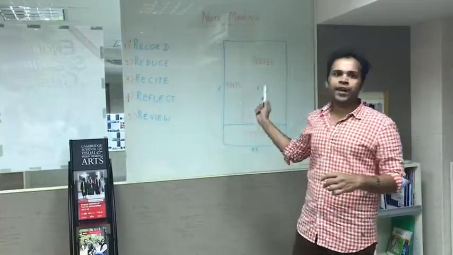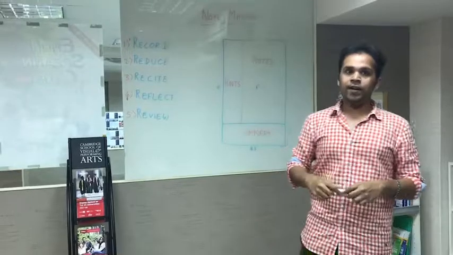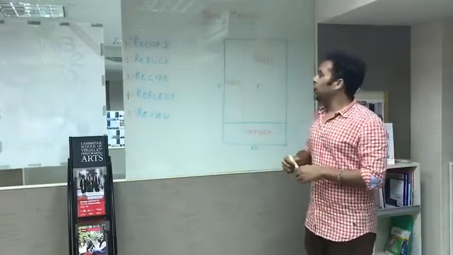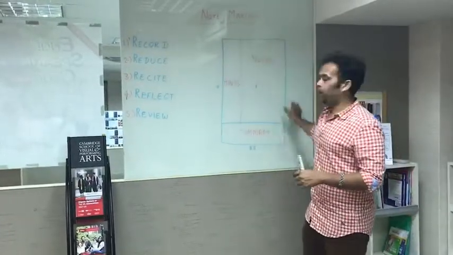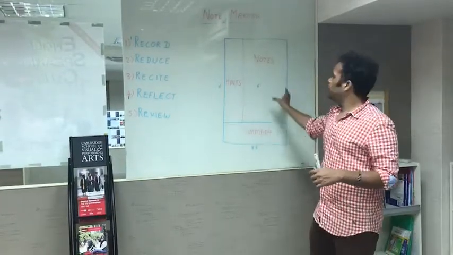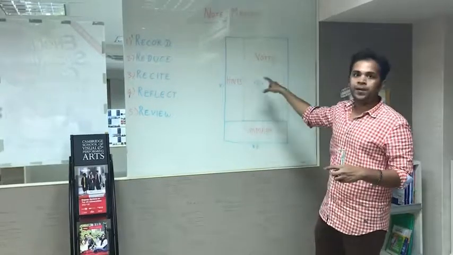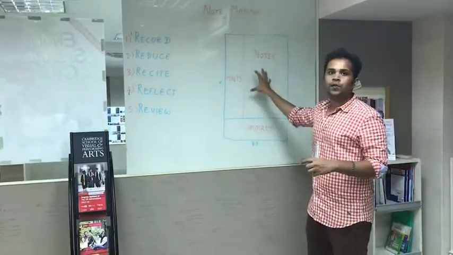There are different ways of note making. I'll tell you one such way of note making developed by Cornell. So suppose this is a sheet of paper. You can divide the sheet into 3 segments. Segment 1 is notes, which is the main note-taking area where you write down the notes, whatever is being told in the lecture.